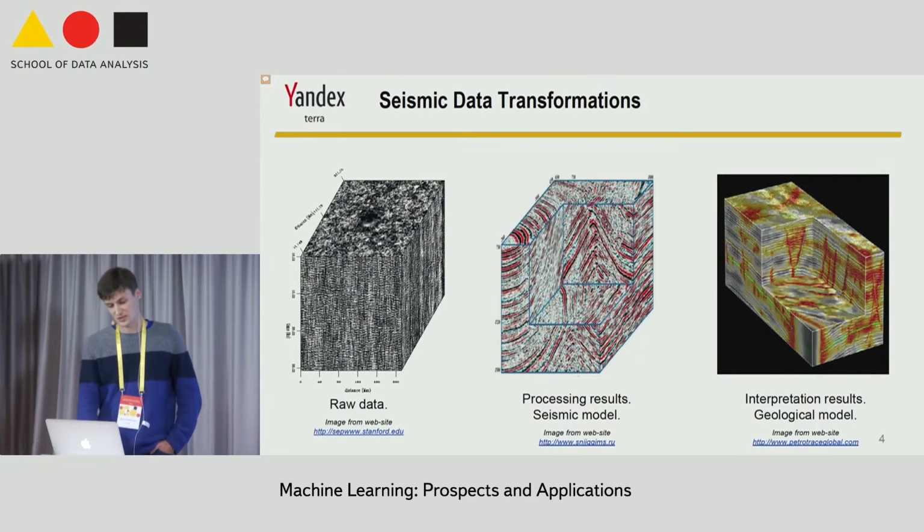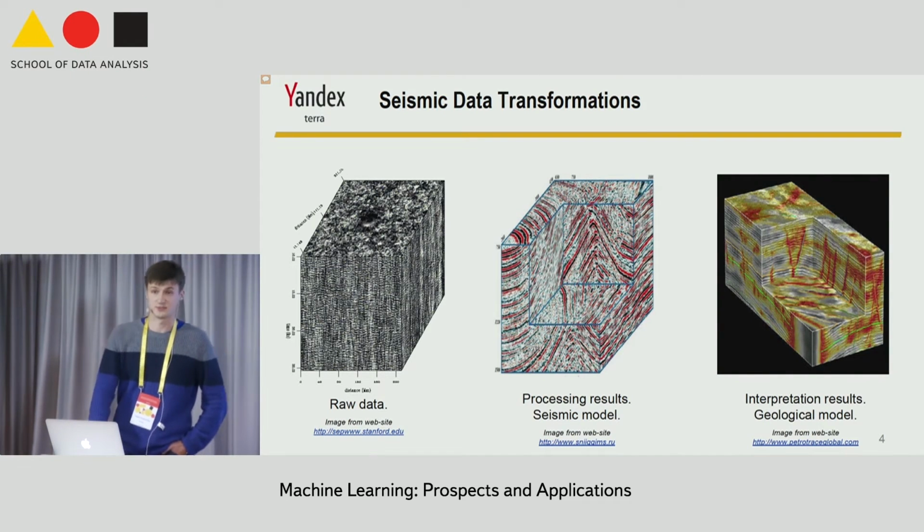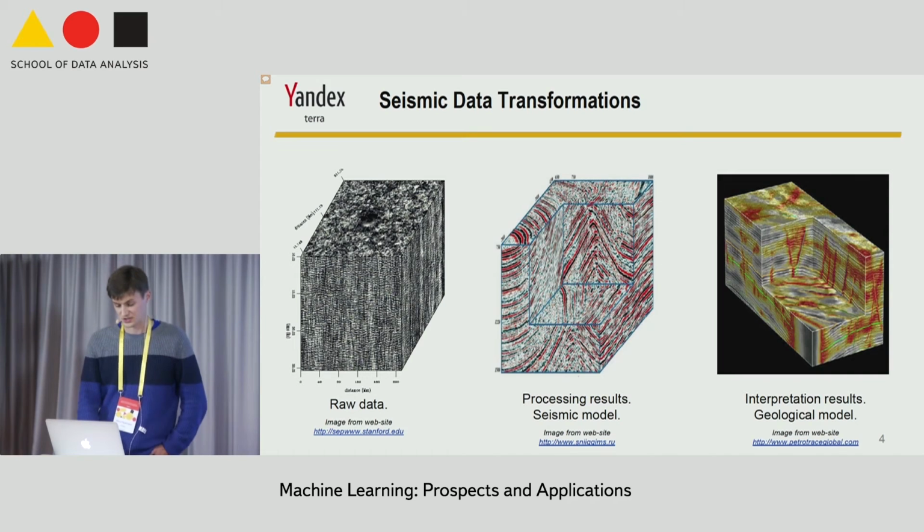There are two large stages of seismic data transformation. The first stage is called seismic data processing, and the second stage is called interpretation. During the first stage, processing stage, our raw seismic data are filtered from different types of noises, and at this stage is formed so-called seismic model or seismic image.